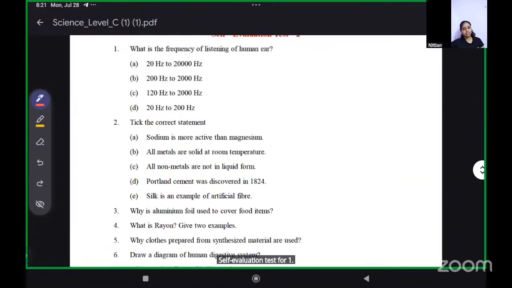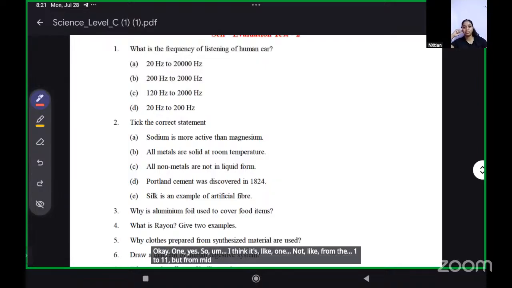Yes. So I think it's like one, not from 1 to 11, but from somewhere in the middle. I'll check what chapter it is, and I'll see if we can do self evaluation test 1, if we've covered up to lesson 6 and all. Okay.